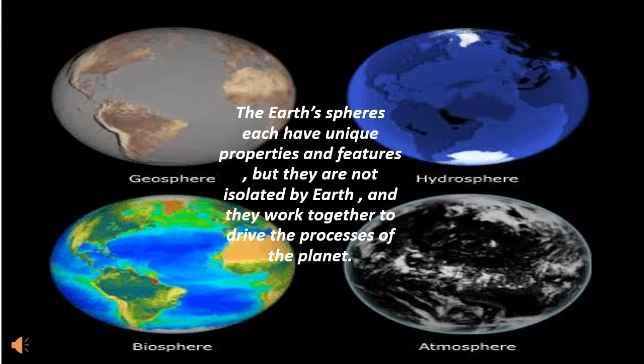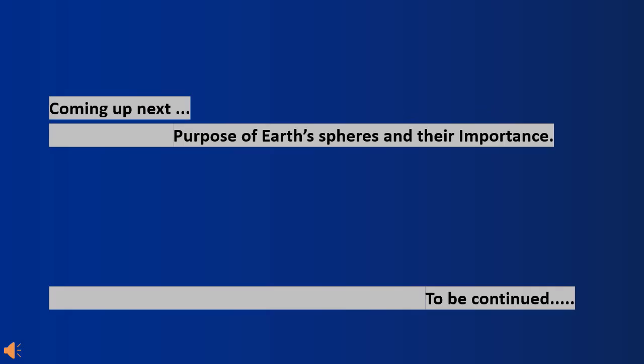The four Earth spheres, that is, atmosphere, hydrosphere, lithosphere, and biosphere, each have unique properties and features, but they are not isolated from each other, and they work together to drive the processes of the planet. Coming up next, purpose of Earth spheres and their importance.